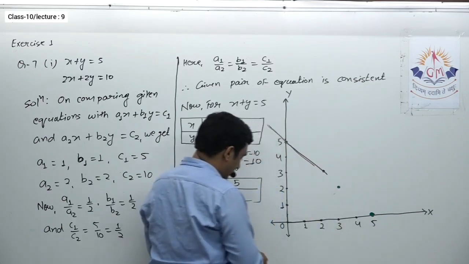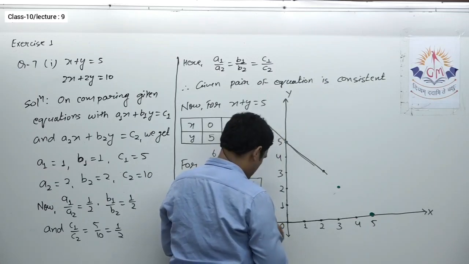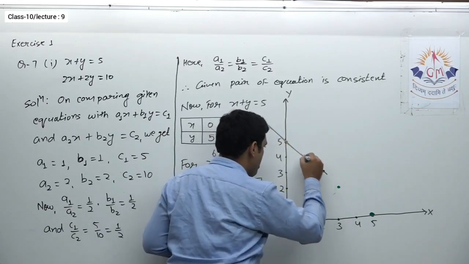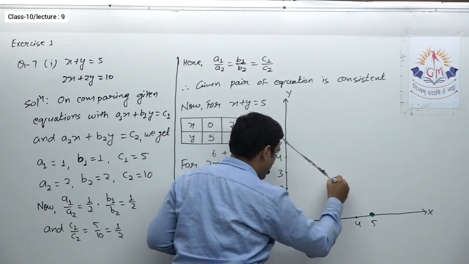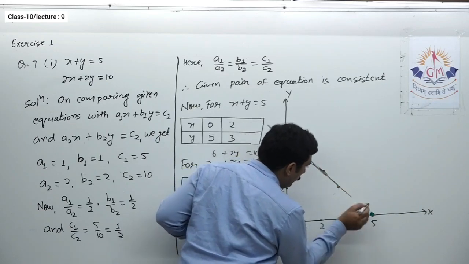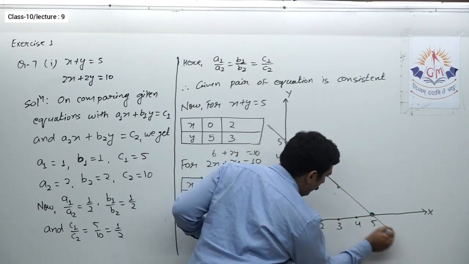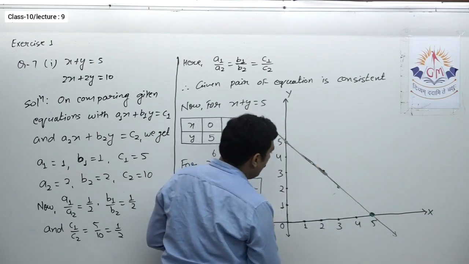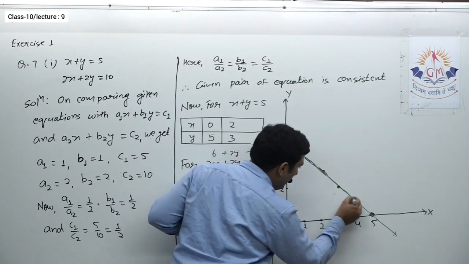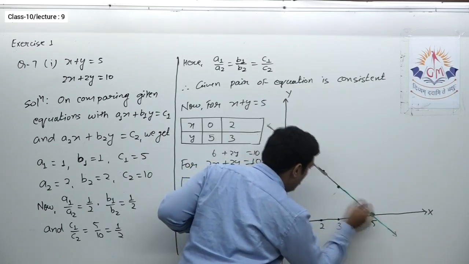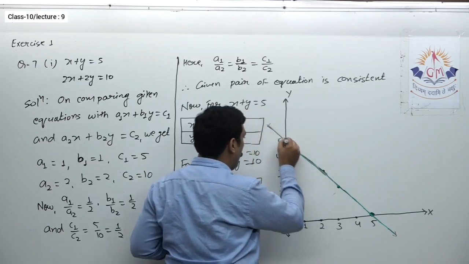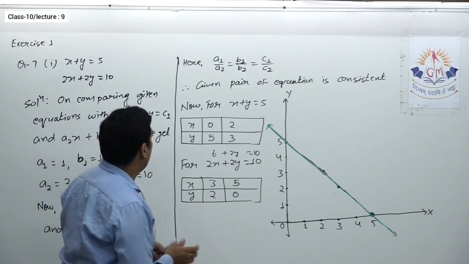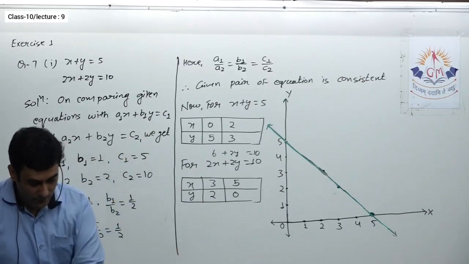And for the second one, if you draw this, these two lines by default are going to get the same points. So this is the graph of the first line, and if I join these two points, you can see they will overlap. So actually you will get only one line in this way. So this is the graph of the given pair of equations.